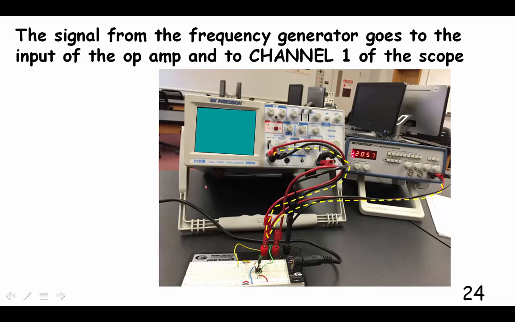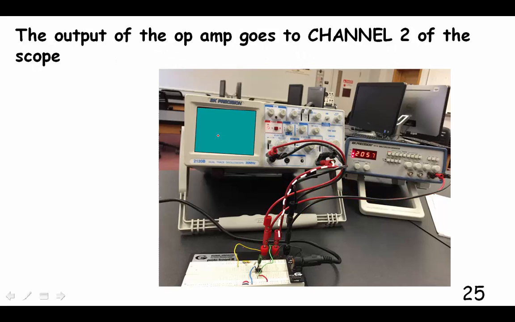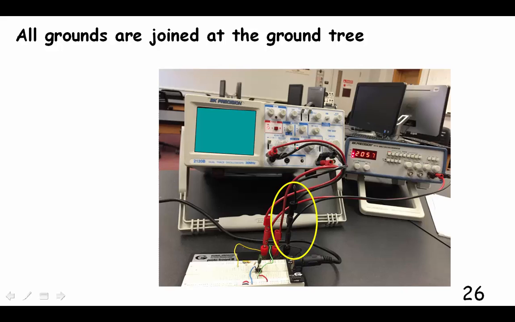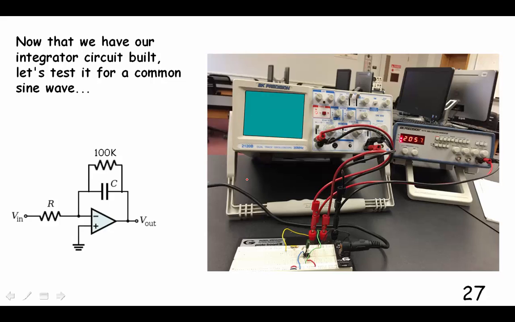The signal from the frequency generator goes to the input of the op-amp. So here it is, frequency generator coming to the input of the op-amp. See, that one is the yellow. And then this wire here takes it to the channel 1 of my oscilloscope. The output of the op-amp is going to channel 2 of the oscilloscope, so I can get a dual trace here. And once again, this is my ground tree where all the grounds come together and share that common ground.